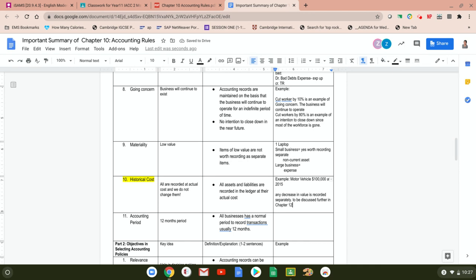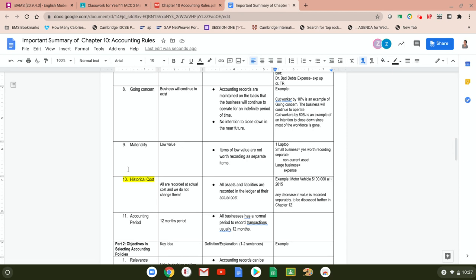But just make it simple in your mind. Historical cost means we don't change the actual cost of that car even if it is losing its value over time. We still keep track of the original amount that we paid when we first bought that car. The amount that we spent to buy that car is still there in our books. We don't delete it or change it. But any decrease in the value, we record separately.